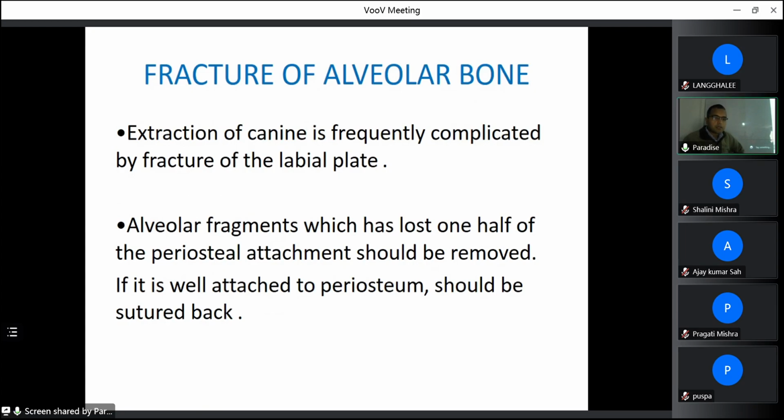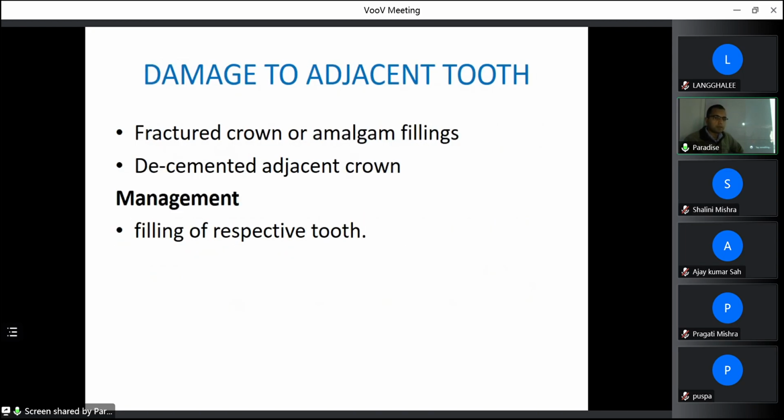Fracture of alveolar bone: extraction of the canine is frequently complicated by fracture of the labial plate. Alveolar fragments which have lost half of the periosteal attachment should be removed. If it is well attached to the periosteum, it should be sutured back, because if it is attached to the periosteum, the blood supply is intact and it will heal. If the attachment of the periosteum is lost, the blood supply will be compromised, so it will undergo necrosis. In such a condition, we have to remove the alveolar fragments.